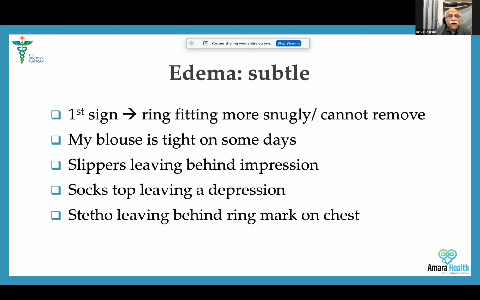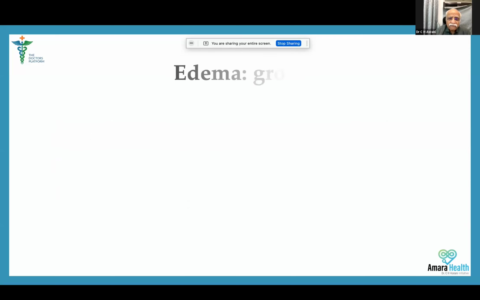Stethoscope leaving behind ring mark on chest. This shows generalized edema even on the chest. This is very common in nephrotic syndrome. Gross edema, periorbital. It starts from dependent parts, the lower limbs. When it worsens, it comes up. It may affect the scrotum, ascites, pleural effusion, and then periorbital.